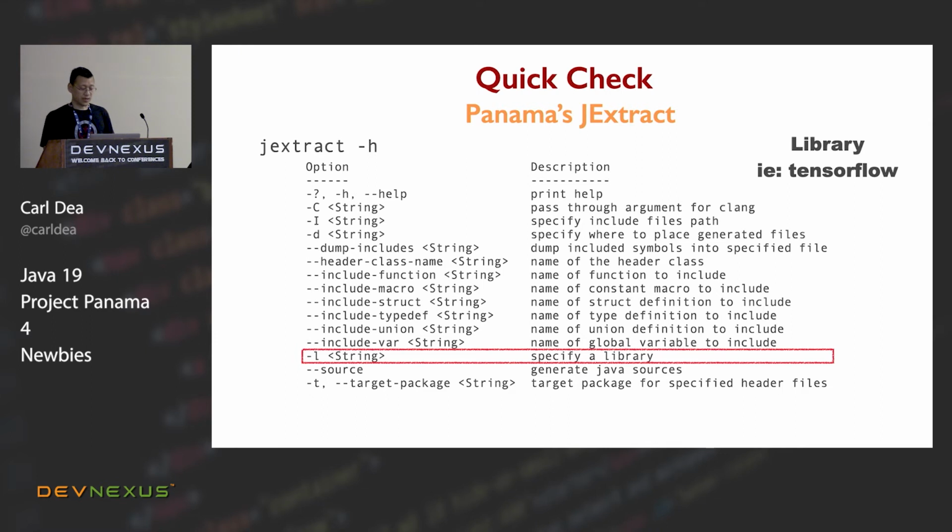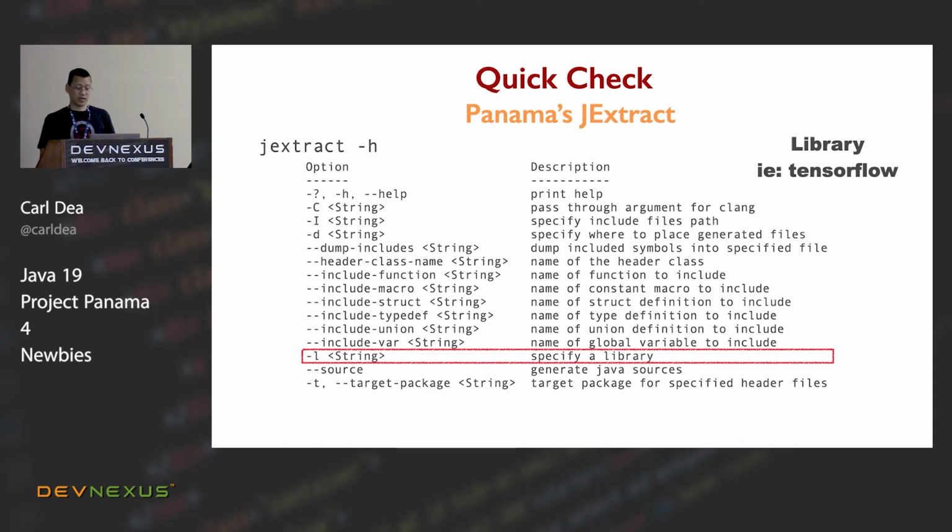-l is very similar to GCC and other C compilers. They have this same -l option. It specifies the native library that you want to include or talk to. Like say TensorFlow. On the Linux platform, it's libtensorflow.so, and on the Mac, it's libtensorflow.dylib. So you notice the file name is different, and on Windows, it's tensorflow.dll.